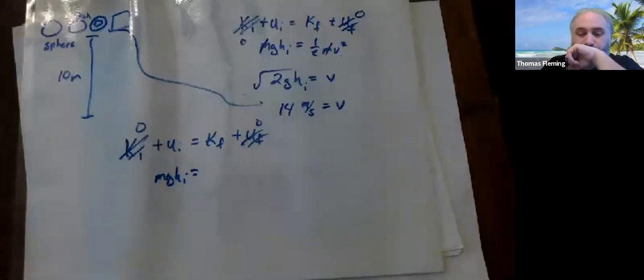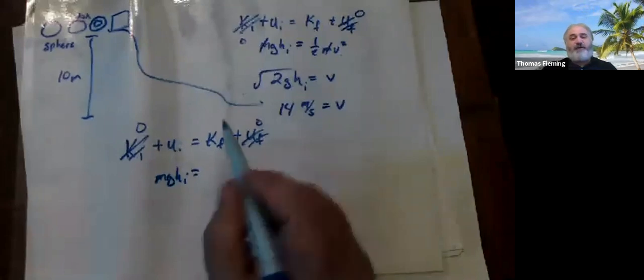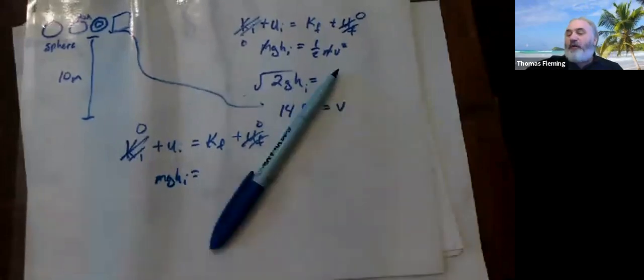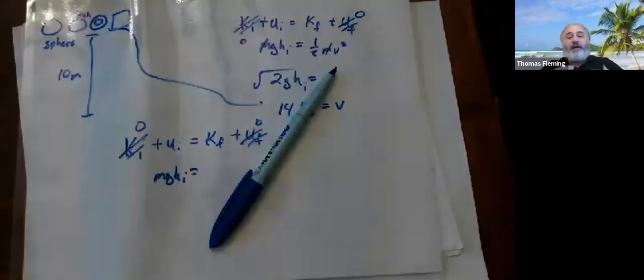Amber, you had a question. Well, will it lose energy because it's rolling? Well, what's going to happen is when we're doing the final kinetic energy, before we only had one kind of kinetic energy. It was sliding, but it wasn't rolling. So it had translational kinetic energy, but it did not have rotational kinetic energy.